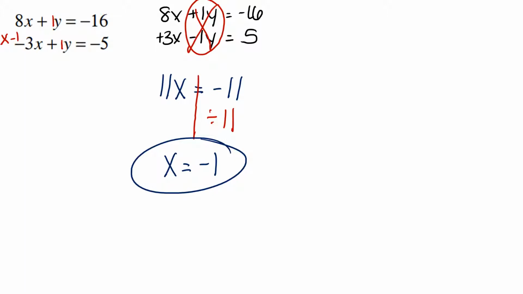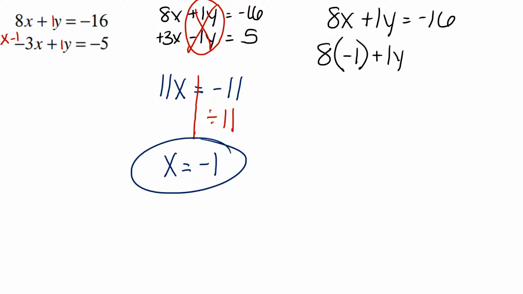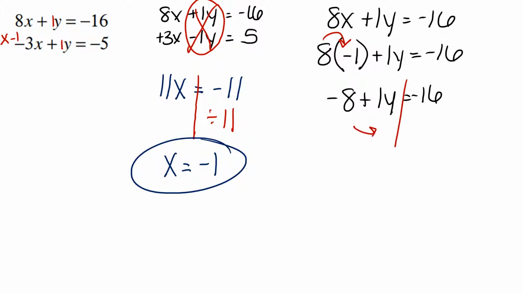We're going to take that answer, we're going to plug it back into the first equation, 8x plus 1y equals negative 16. But instead of writing x, we're going to write negative 1. So 8 times negative 1. We start by distributing and multiplying our parentheses. 8 times negative 1 is negative 8. Still combining like terms, negative 8 and 16 are on opposite sides, so we do the opposite operation. We do a plus 8.